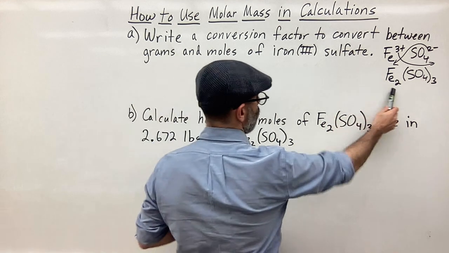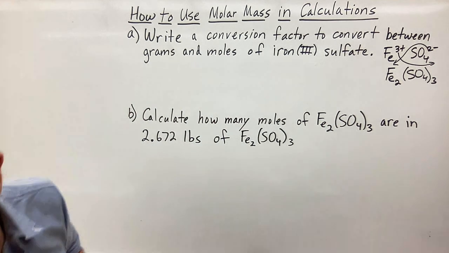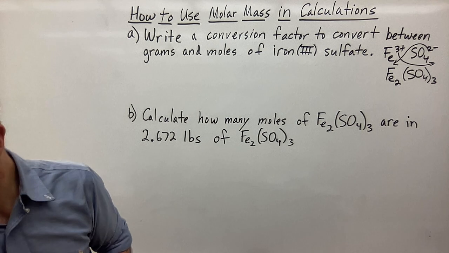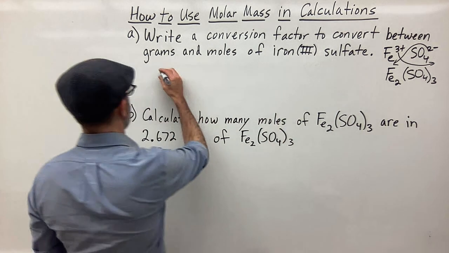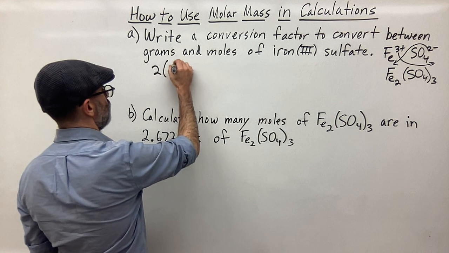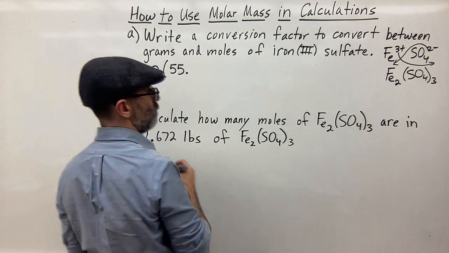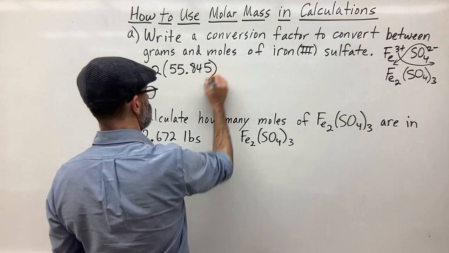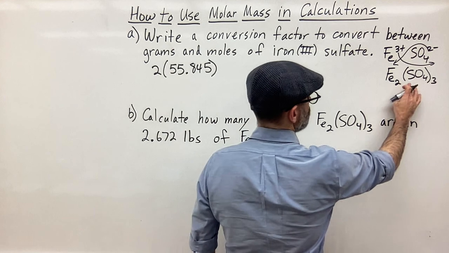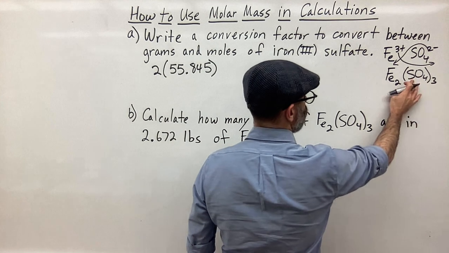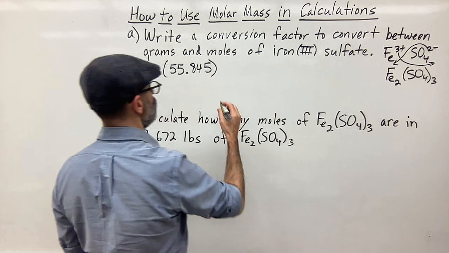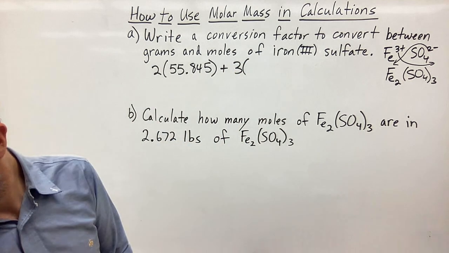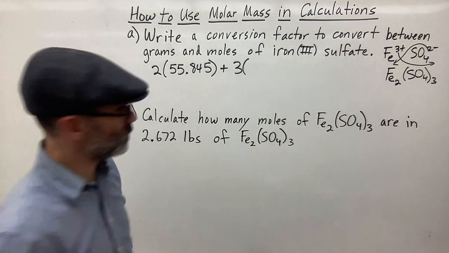I have 2 iron atoms. If you look on your periodic table, iron is going to be 55.845. I have 2 irons, so I'm going to multiply that by 2: 2 times 55.845. And inside, I have 3 sulfates, so 3 times 1 gives me 3 sulfurs. So I'm going to add to that 3 times the atomic mass of sulfur, 32.066.